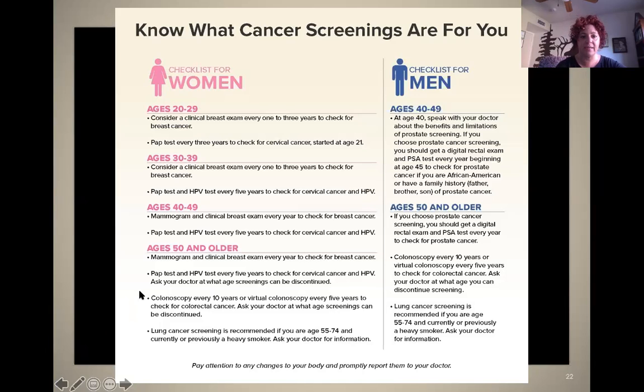Ages 30 to 39, again, that clinical breast exam and the PAP, and the HPV test they suggest as well. And at age 40, ladies, we should start getting our mammograms, and those should be annual. And then 50 or older, continuing with all of the above and adding in the fun of a colonoscopy every 10 years. I love the virtual colonoscopy.